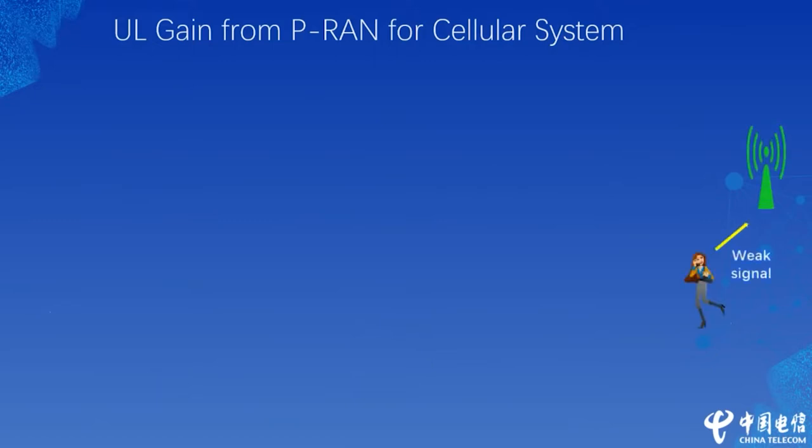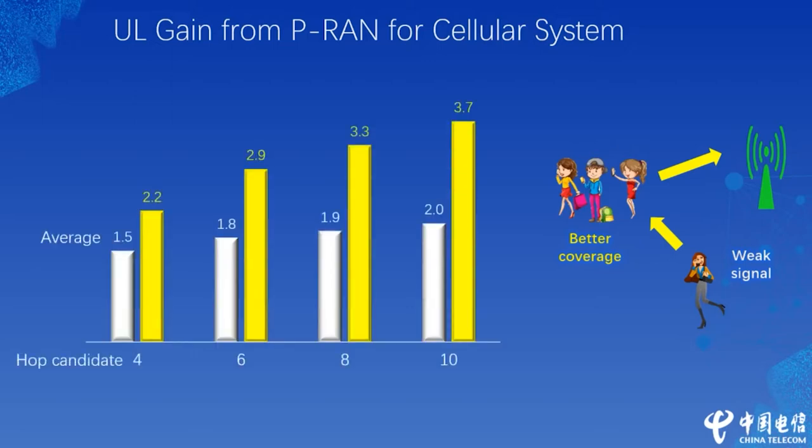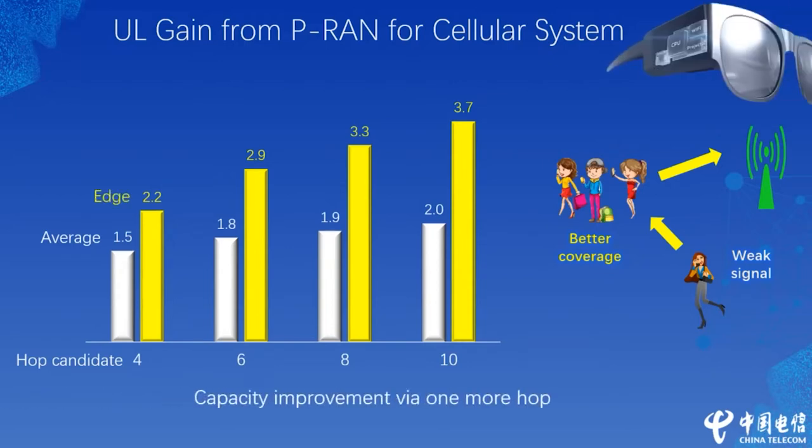When a person has a weak signal near a group of strong signals, the person can replace this weak signal with a stronger signal from the group. This improves the data rate of the person, and therefore the system capacity as well. Simulation indicates that on average the capacity has the potential to double using PRAN. If all the users are near the edge, capacity can even be higher.